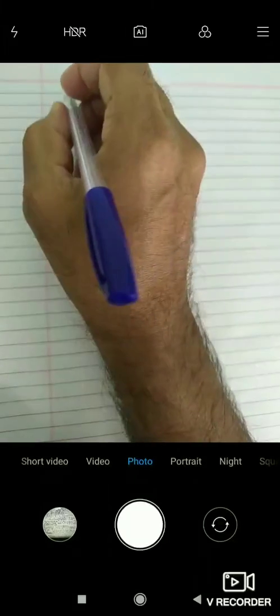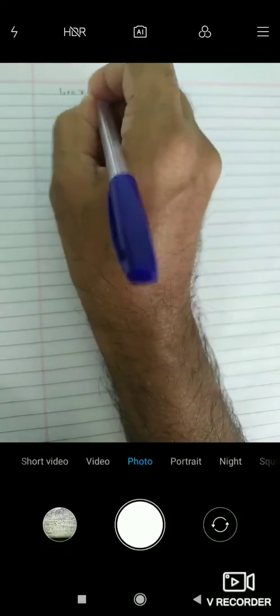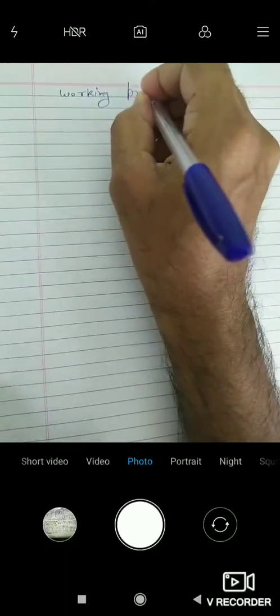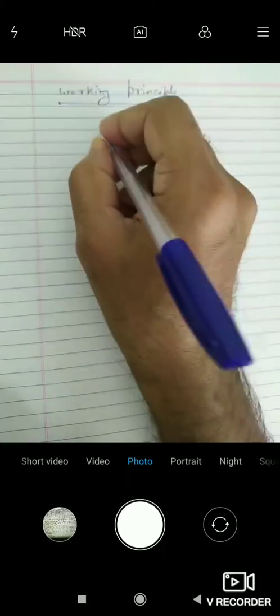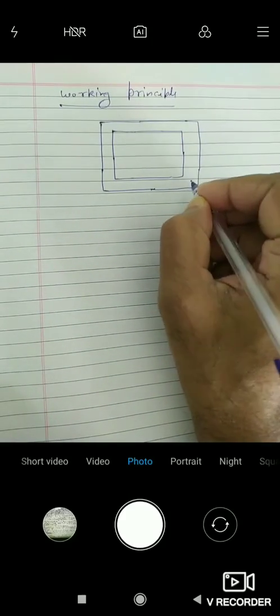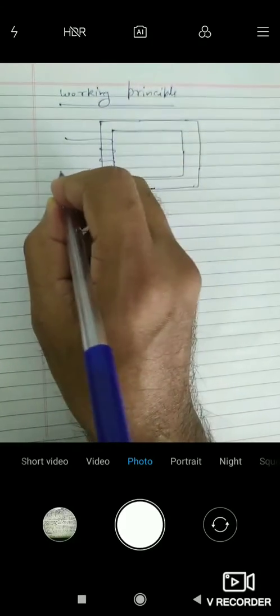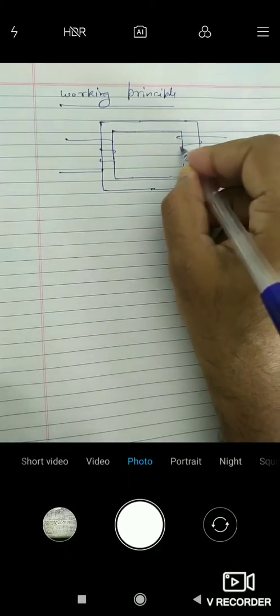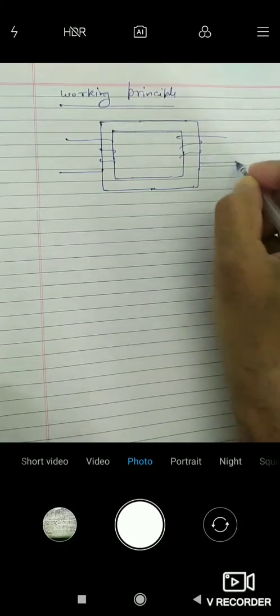That is the working principle of a transformer. So we have a magnetic circuit. Already we have studied the magnetic circuit. So keeping the fundamentals of the magnetic circuit in mind, we can understand the working of this transformer.